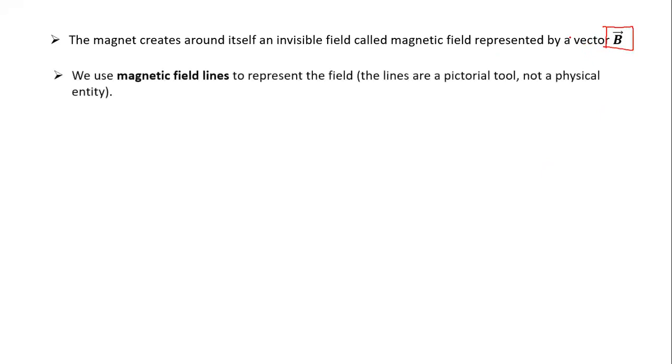Now, other characteristics: the magnet creates around it an invisible magnetic field. And this is what we said, it's represented by the B vector. Usually, in order to represent the magnetic field, we use what we call field lines. These are lines which are not real. These are only to figure, a pictorial tool only, to figure the direction of the magnetic field.